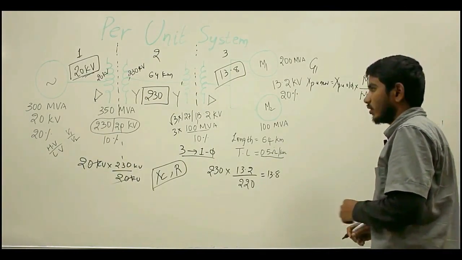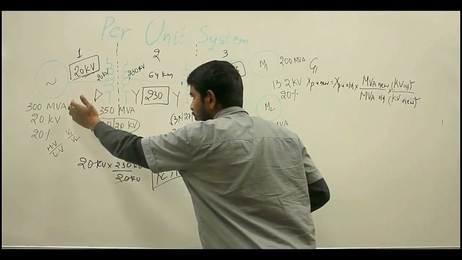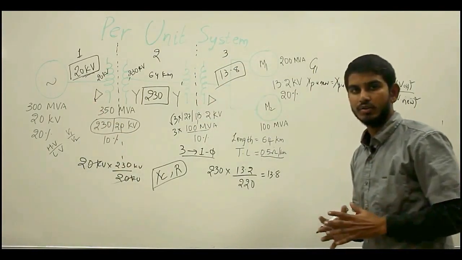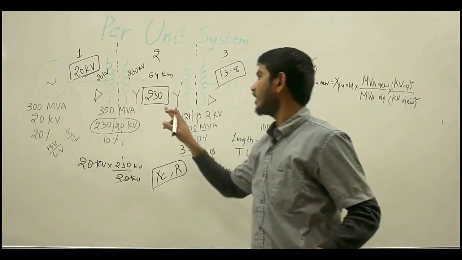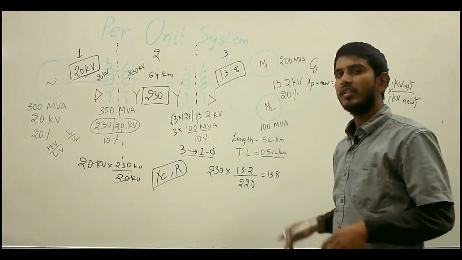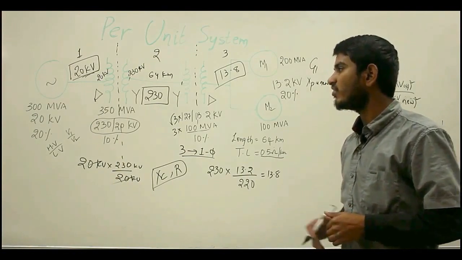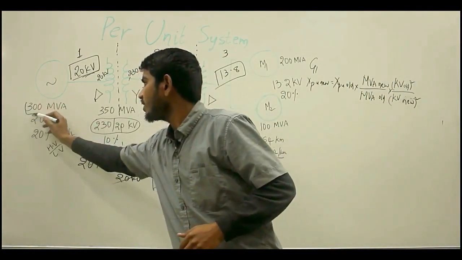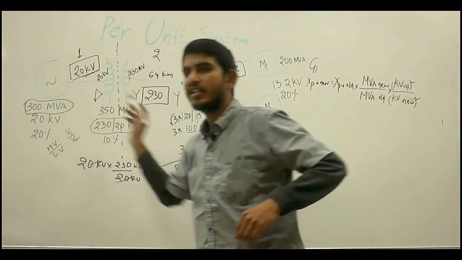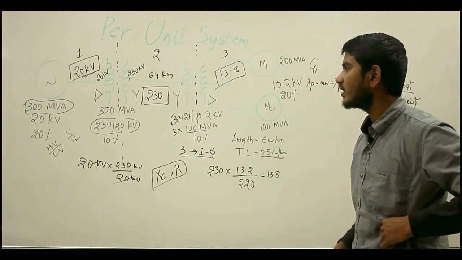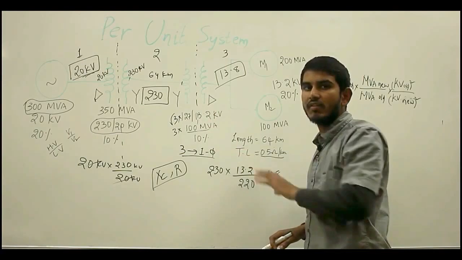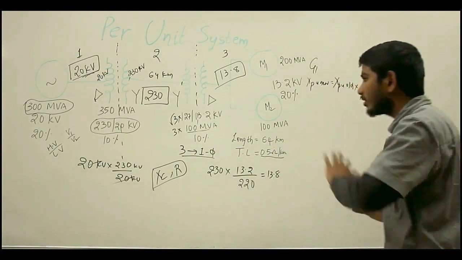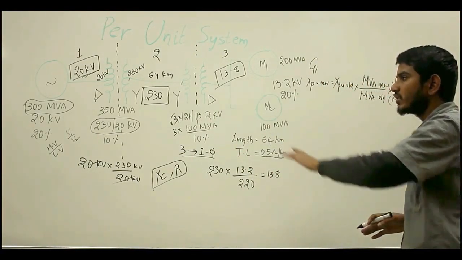Now all the given values in the question are the old values. The new values are what we have found: 20 kV, 230 kV and 13.8 kV are the new kV values, and the new MVA is the base MVA assumed for the whole transmission line. All the previously given values are the old values. Definitely remember what the old values are and what the new values are.